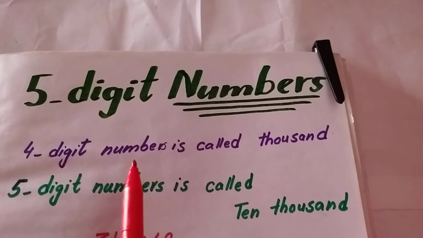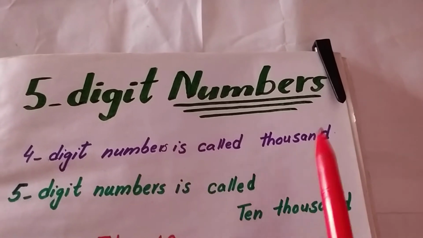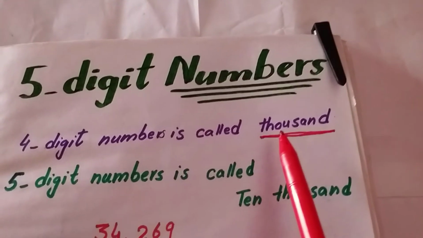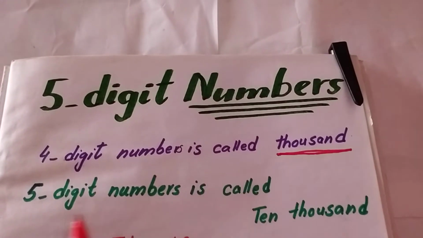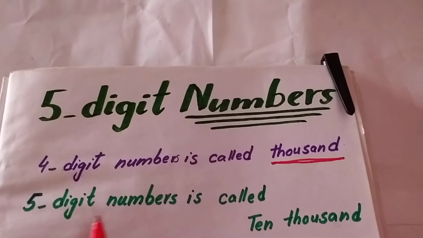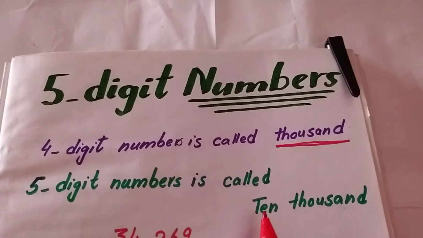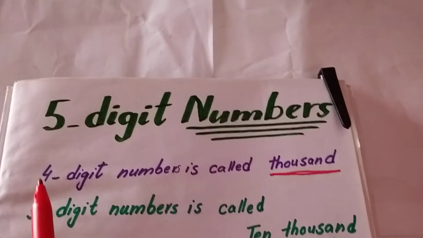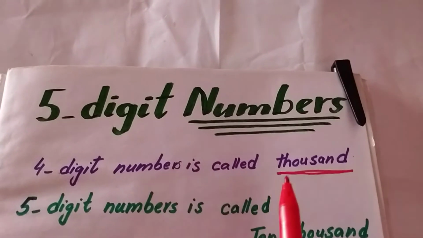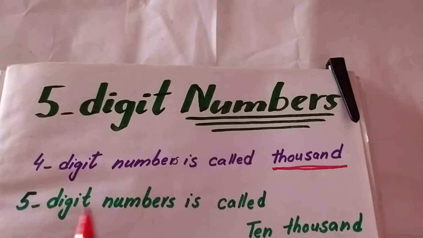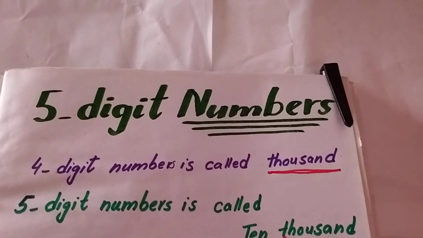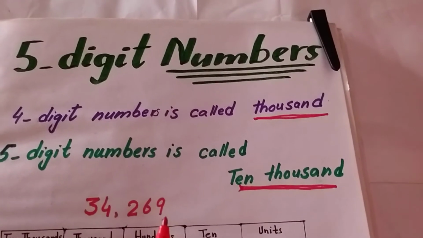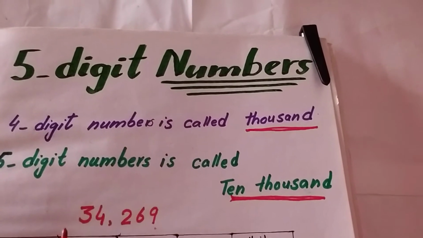4 digits number is called thousand. 5 digits number is called 10,000. Remember, 4 digits number is called thousand. 5 digits number is called 10,000. It's a 5 digits number: 1, 2, 3, 4, 5.